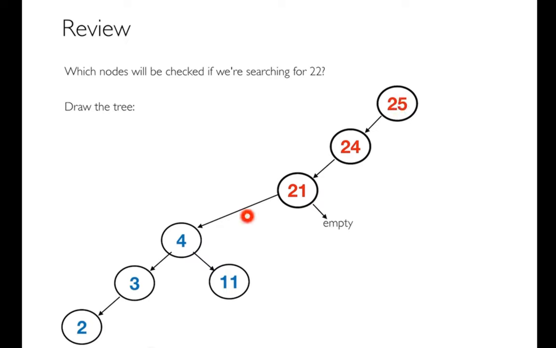The reason I don't like this long string is if I was looking for a value like 2 or even 1, something that's not in here, then I'd have to go down this whole long way. And it almost becomes like an order n operation.